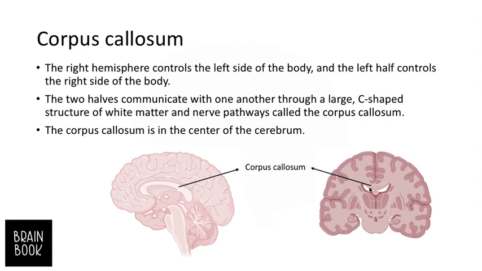And here you can see the nerve fibers in the corpus callosum that connect the right and the left hemisphere together. The corpus callosum is located in the center of the cerebrum. The deep longitudinal fissure divides the two hemispheres, but these hemispheres are connected to each other through the corpus callosum.